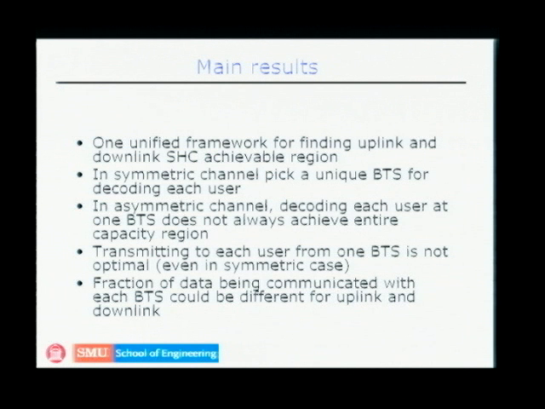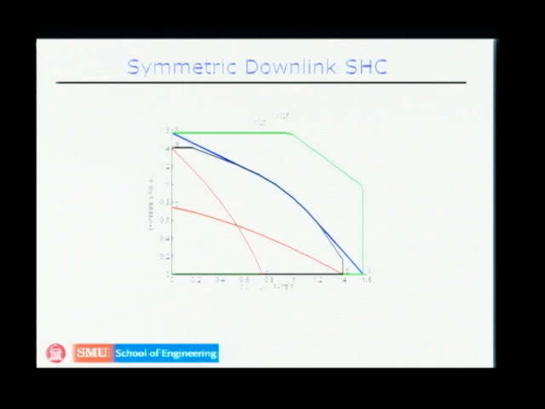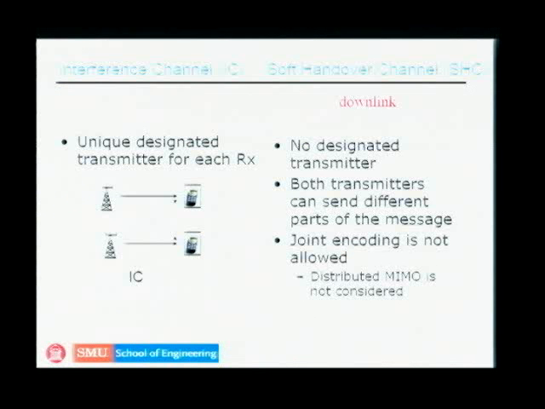Right? So maybe I missed the slide. You also went into what the downlink looks like? Yes, so the downlink. So this is the downlink soft handover. So in a standard interference channel, there is a unique designated transmitter for each receiver. Meaning, this receiver gets data from here. This receiver has to get data from here.